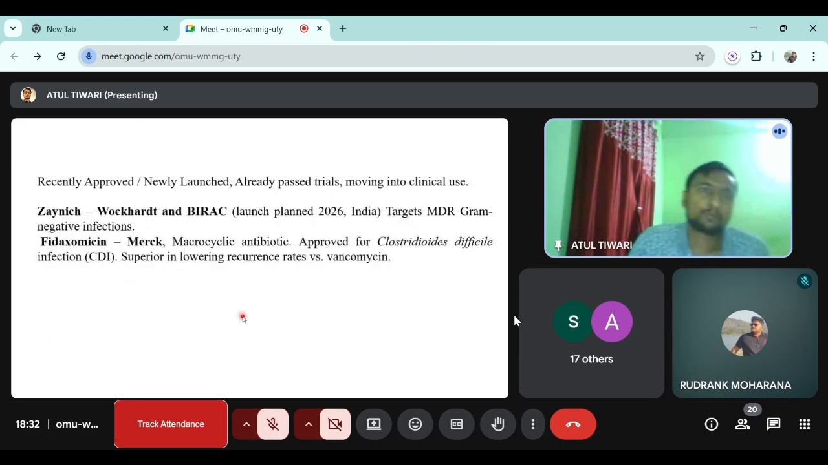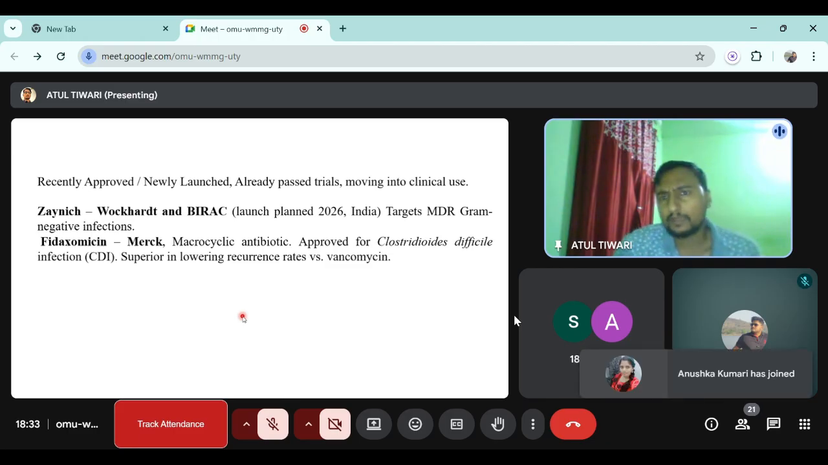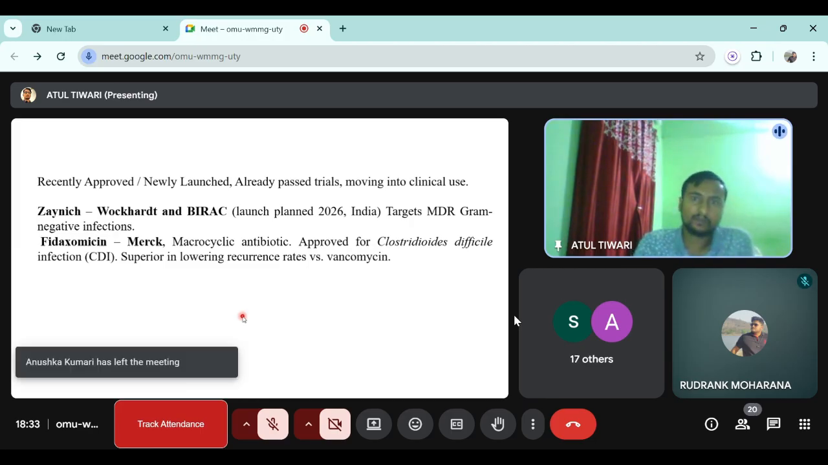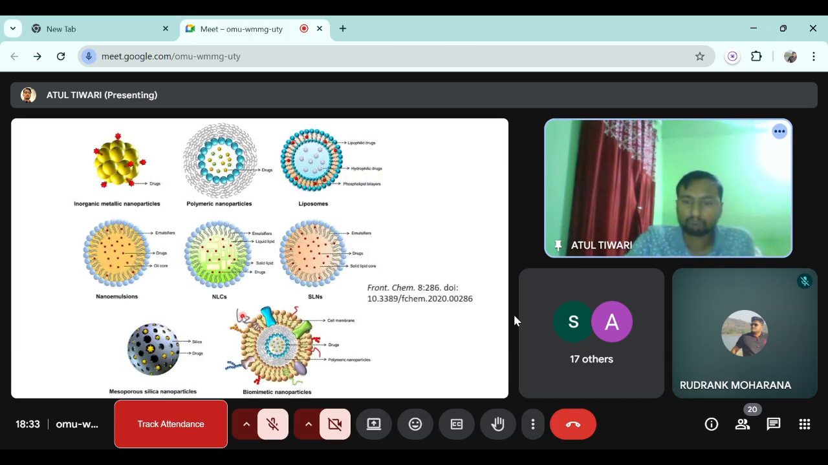Recently approved and newly launched antibiotics are mostly two or three, like Zenis, Workhardt, and Baxdela. It is planned to launch in India in 2026. It targets multi-drug resistant gram-negative infections. However, gram-negative and gram-positive bacterial strains are both still under consideration. And fidaxomicin, developed by Merck, is a macrocyclic antibiotic approved for Clostridium difficile infections, superior in lowering the recurrence rate versus vancomycin, because fidaxomicin has superior activity compared to vancomycin.